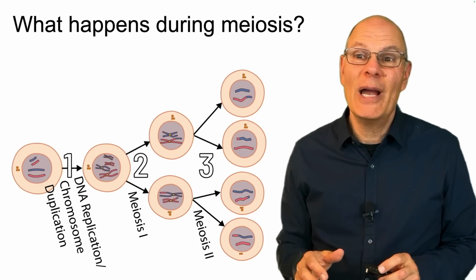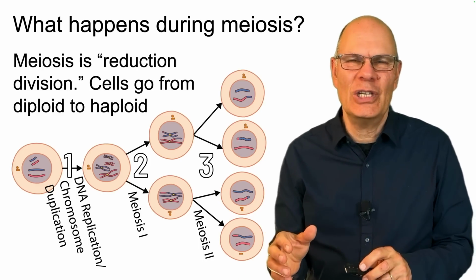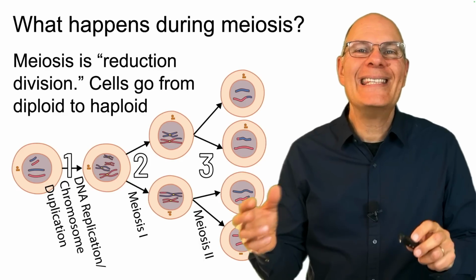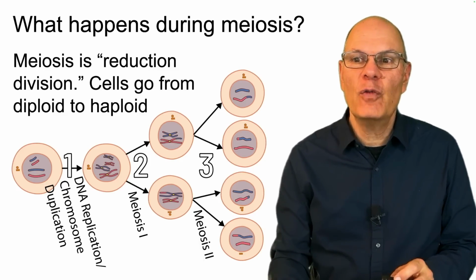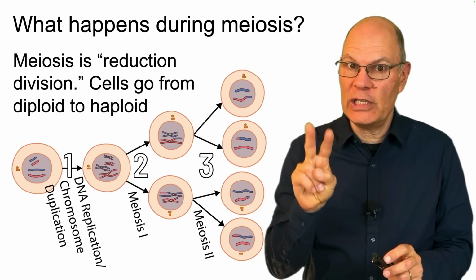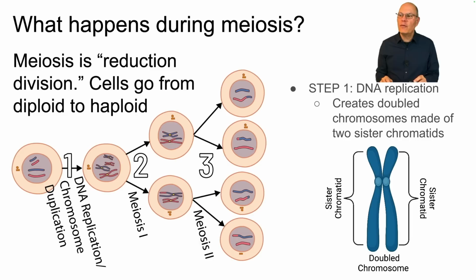What happens during meiosis? Meiosis is reduction division. Why reduction division? It's cell division that reduces chromosome number. Cells go from diploid with 2 sets of chromosomes to haploid with 1 set of chromosomes. The first step is DNA replication, which we see over here at number 1. It creates doubled chromosomes consisting of 2 sister chromatids.